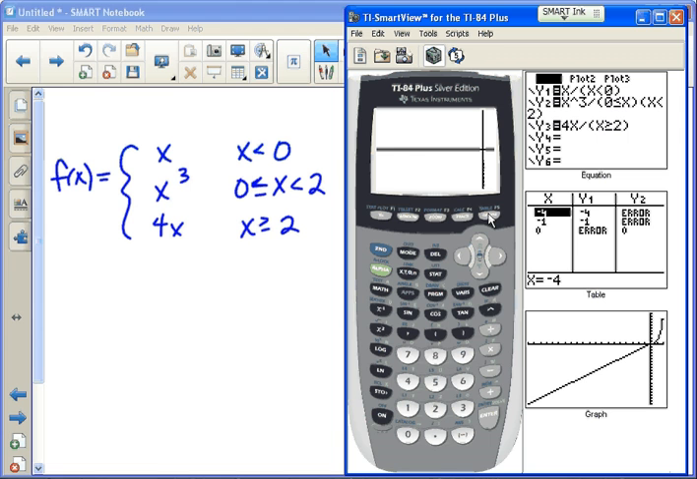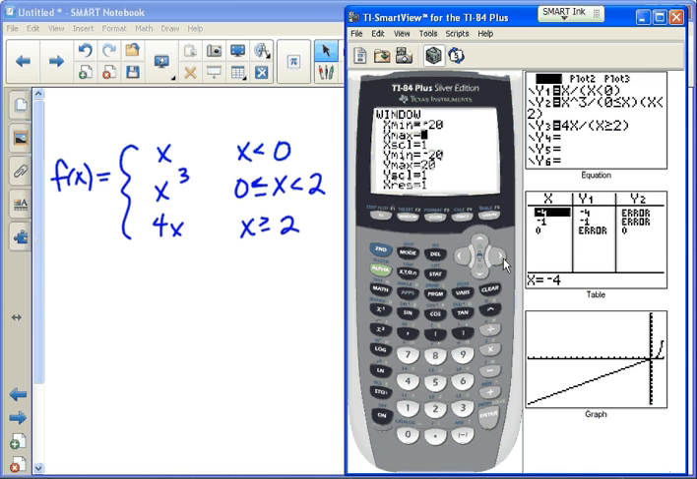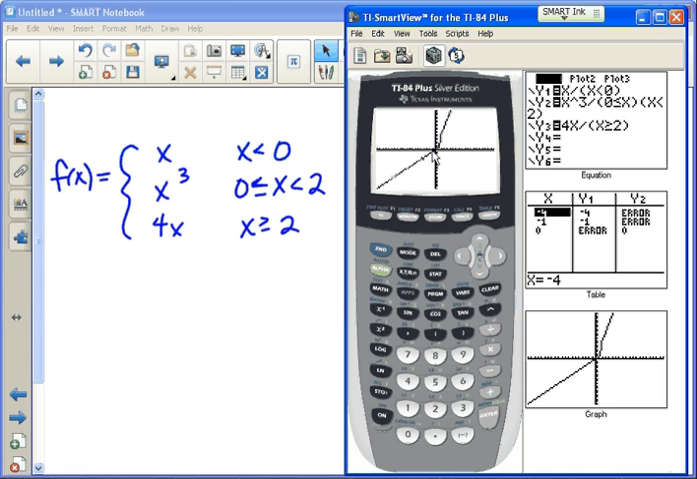I apparently did something wrong. Let's try that one more time. Let's see. X max should have been 20. Sorry about that. That should work better. Okay, so that's a little easier to see. We've got y equals x here till 0. Got a little bit of a curve from 0 to 2, and then another straight line for x from 2 and beyond.